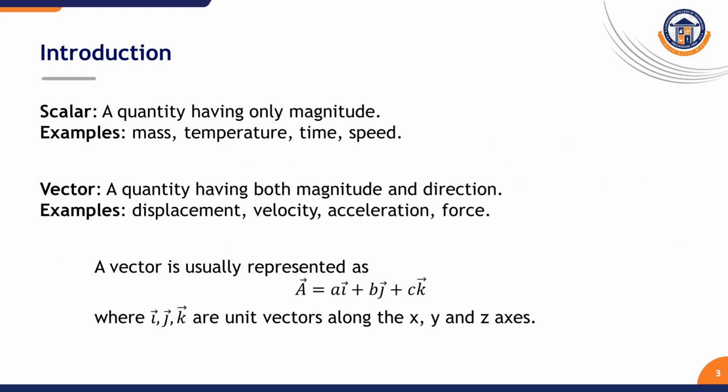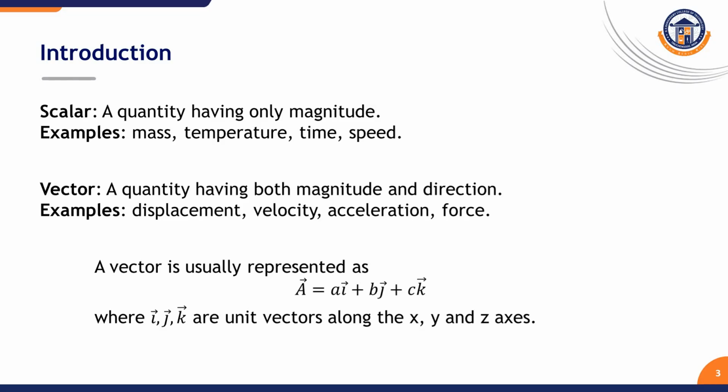First, what is a scalar? A quantity having only magnitude is called a scalar. Example: mass, temperature, time, speed. Vector: a quantity having both magnitude and direction is called a vector. Example: displacement, velocity, acceleration and force.